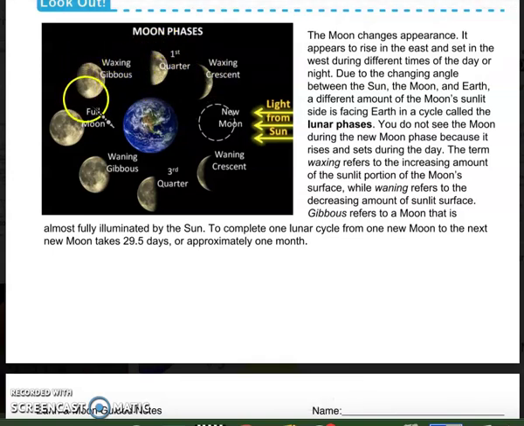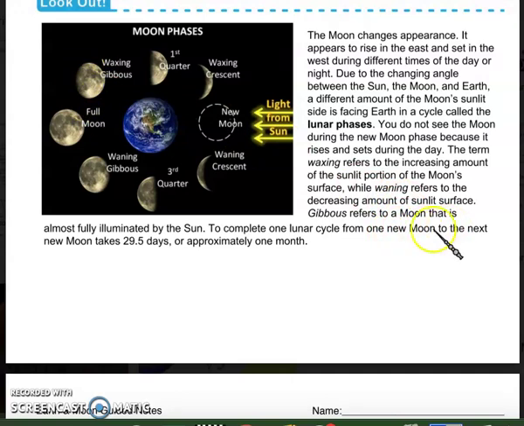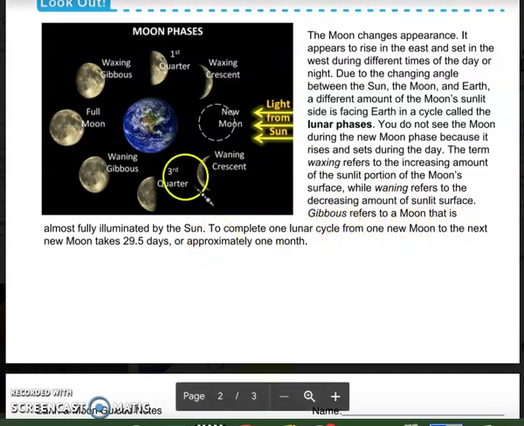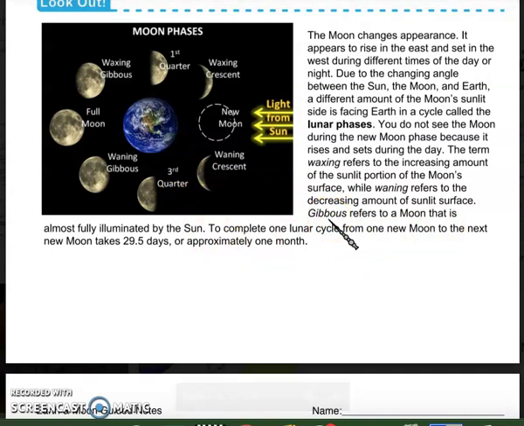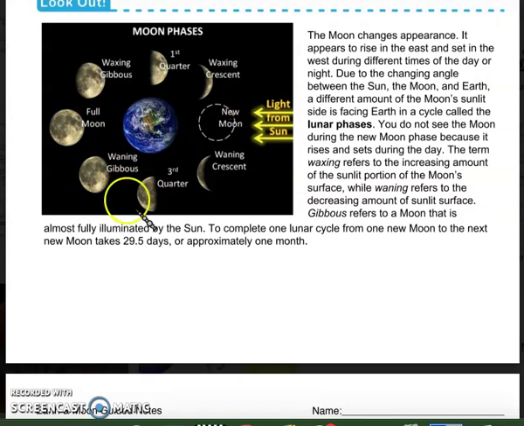Waxing gibbous. Gibbous refers to a moon that is almost fully illuminated by the sun. Gibbous is from an old word that meant humpback, so it's kind of humped. So you have a waxing gibbous, and then you go to a full moon. This is the opposite of a new moon. Then you go to waning gibbous. You see that it starts to go away. Third quarter, waning crescent, and then we get back to the new moon.